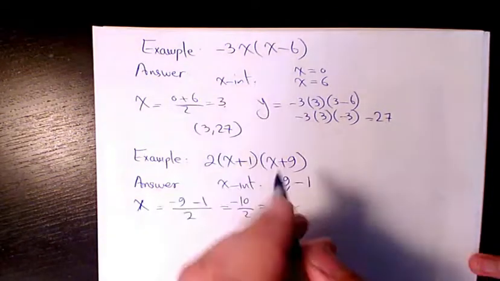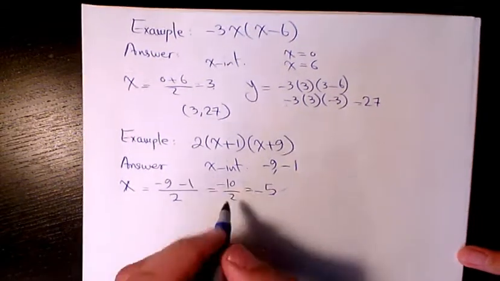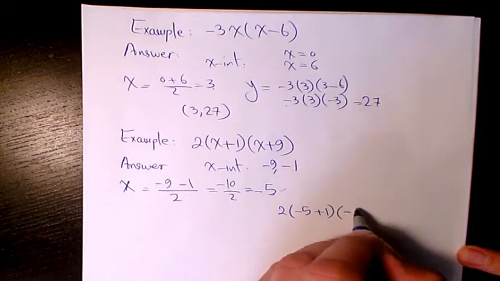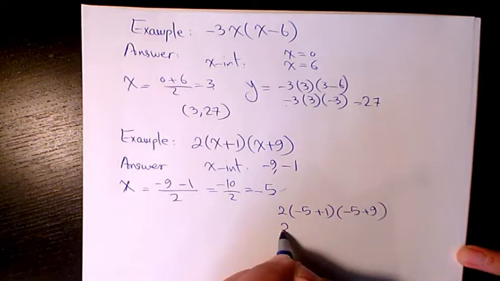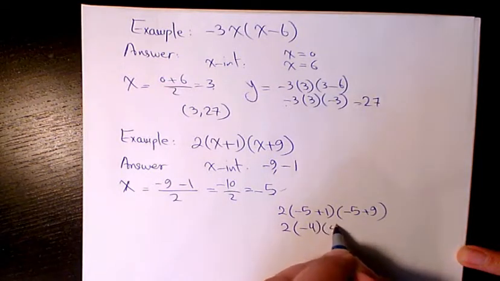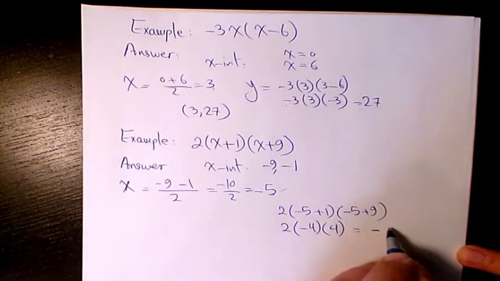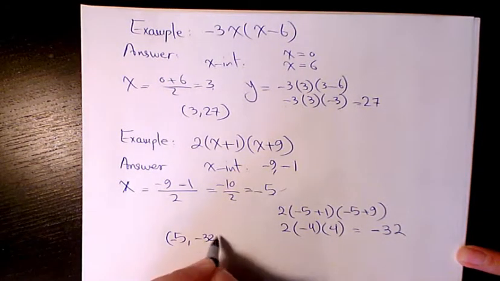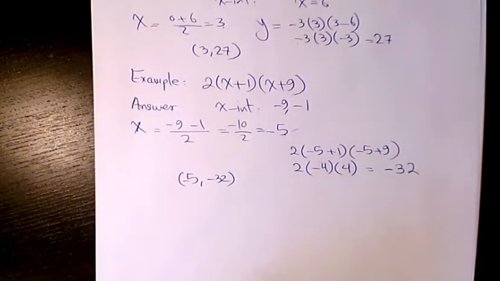Then you sub it in the equation to find the y value. So 2 times negative 5 plus 1, negative 5 plus 9. So that will be 2 times negative 4 times positive 4. So that will make it negative 32. So the answer is going to be negative 5 and negative 32. That's the vertex point.